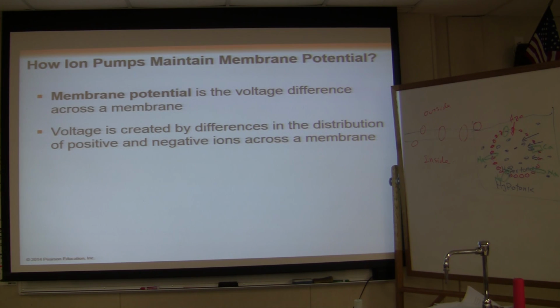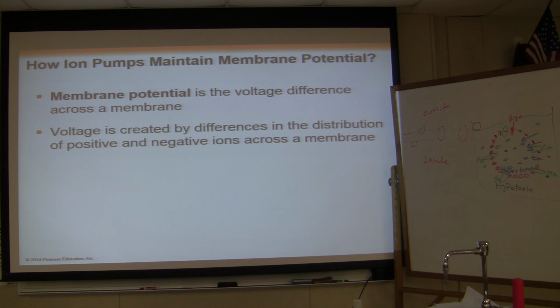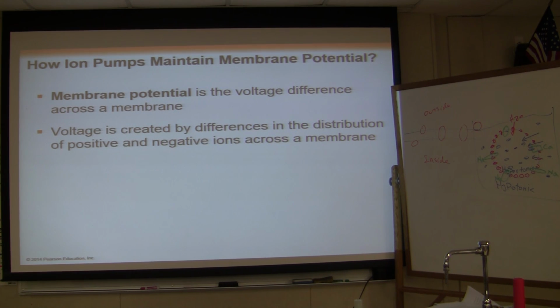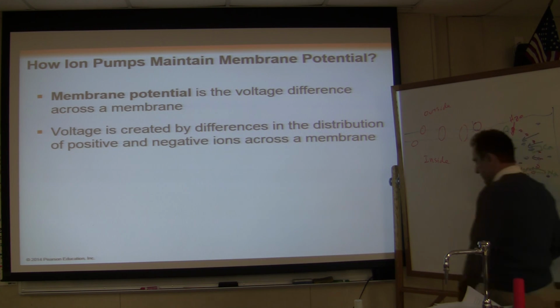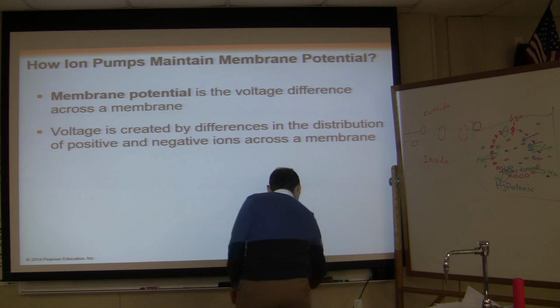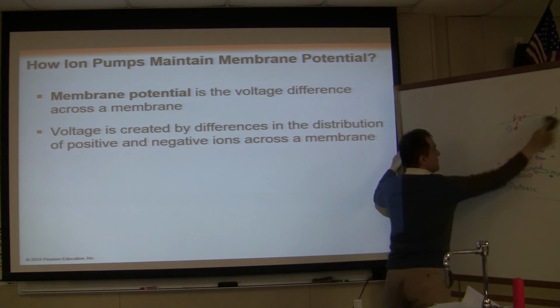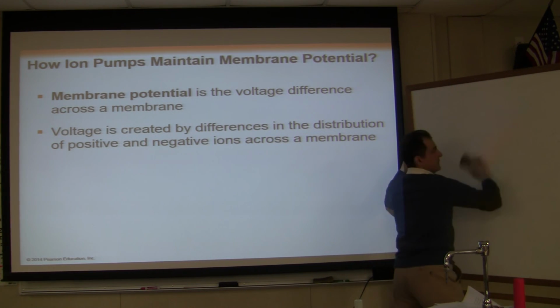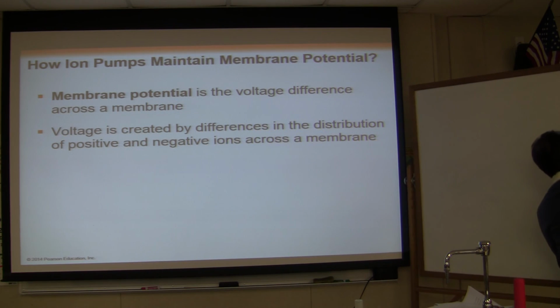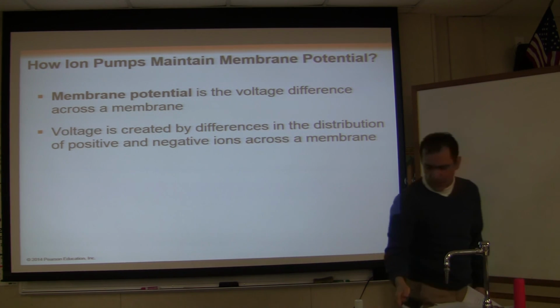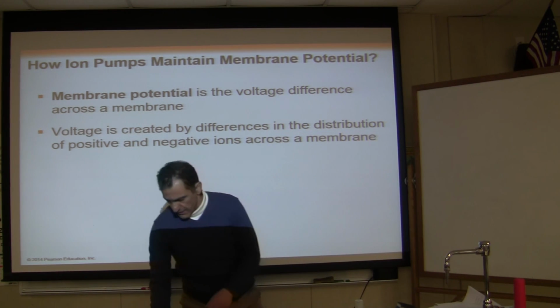Membrane potential is the voltage difference across a membrane. Voltage is created by differences in the distribution of positive and negative ions. Maybe I should draw this quickly because when you go to physiology or other classes, you do need this. I'm going to erase this.